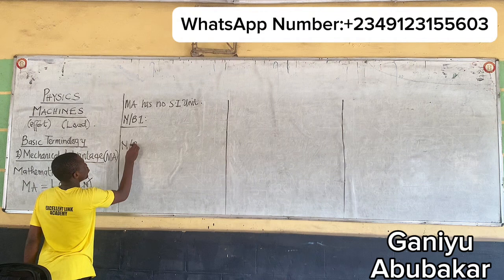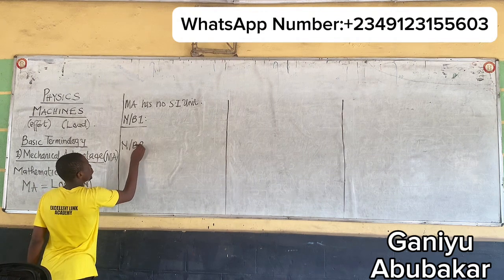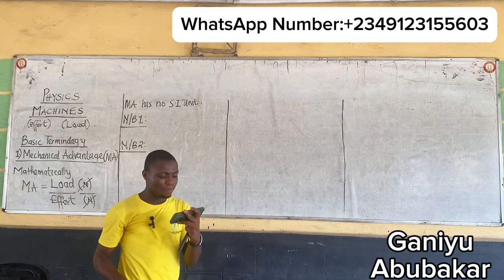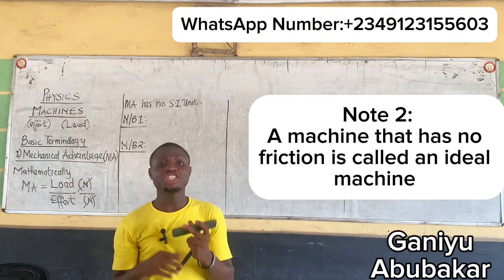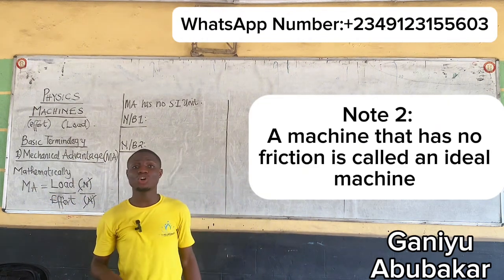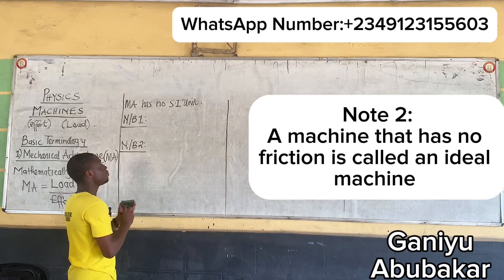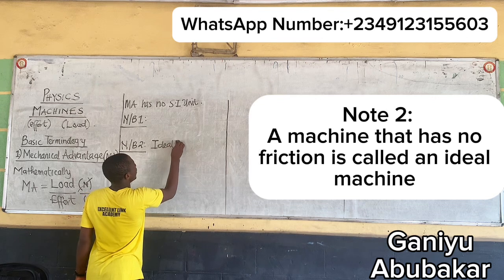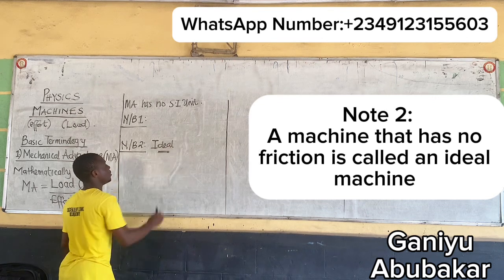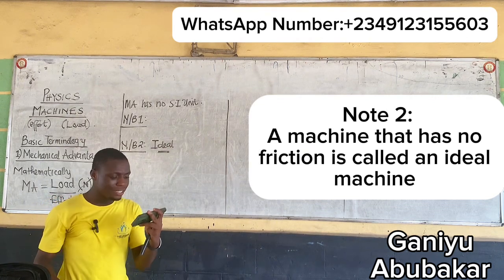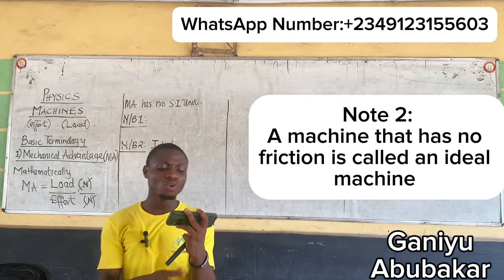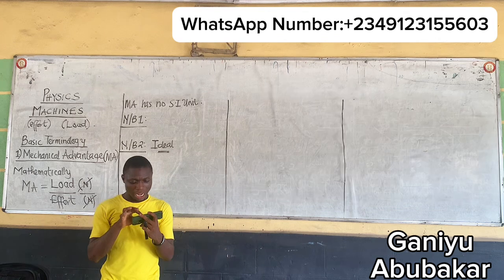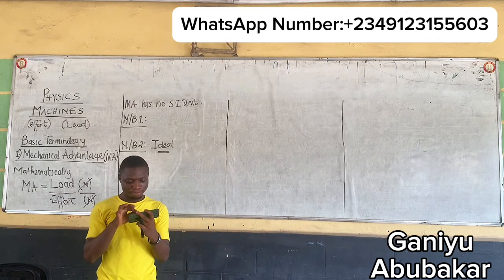Note number two, please. A machine that has no friction is called an ideal machine. Ideal machine.